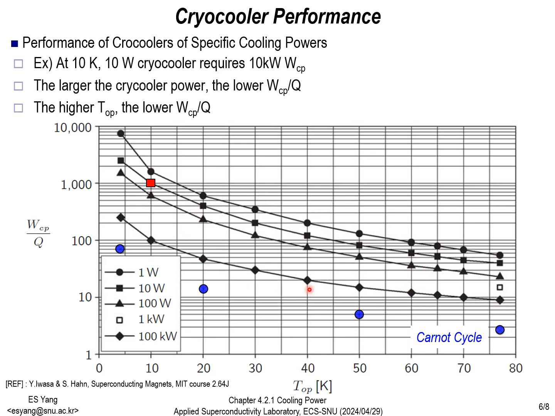For example, according to the table below, to extract 10 Watt of heat at a temperature of 10 Kelvin, using this cryocooler, 10 kilowatt of W_CP is needed. There are two main features highlighted in this table. As the power of the cryocooler increases, W_CP over Q decreases. As T_OP increases, W_CP over Q decreases. Using this table, one can determine the operating temperature and cooling cost when cooling superconductor magnets.